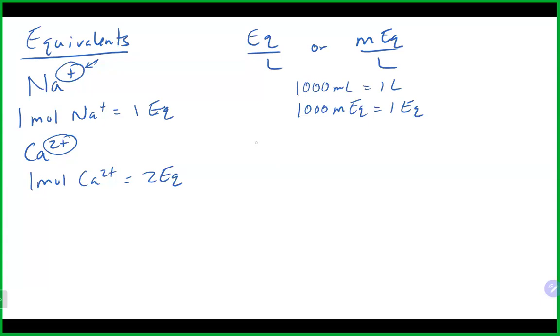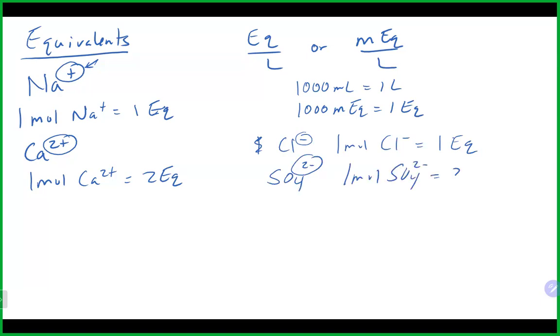If you had something like chloride, it has a -1 charge. So 1 mole of chloride ions would give me 1 equivalent. If you had something like sulfate, -2, 1 mole of sulfate will give me 2 equivalents. So again, that's a conversion that we might want to do.